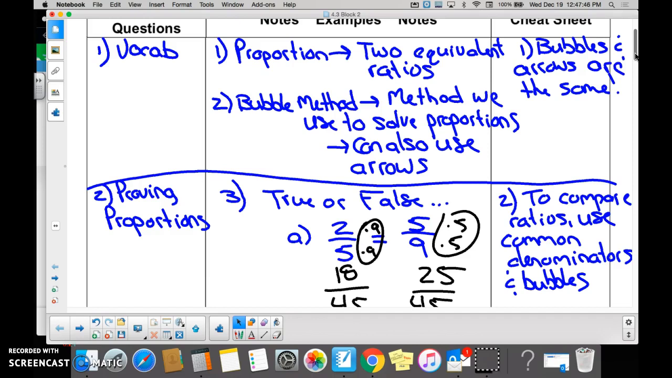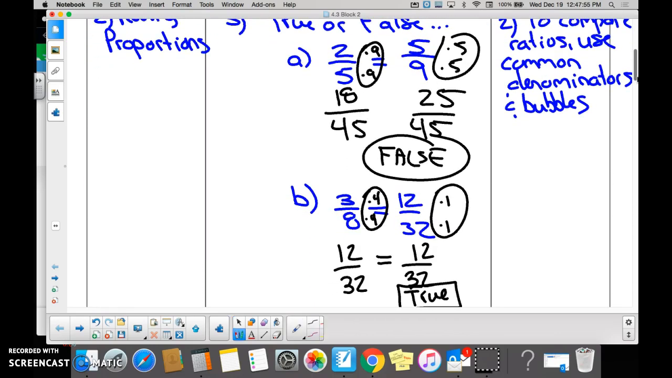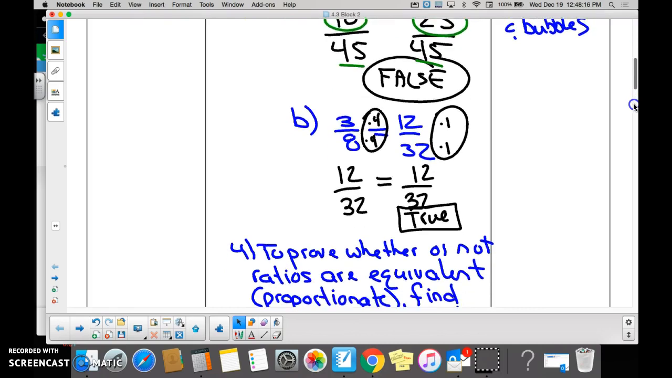Good. Bubble method. We now can also use arrows as part of our bubble method, right? Yes. Same thing. If you have two fractions, and I ask you to prove whether or not they are proportionate, what are you trying to find? If you find a common denominator, you just compare numerators then, right? So, two fractions, two ratios. Try to prove whether or not they are proportional. You find common denominators, okay? That's going to be part of your assignment, as you saw.